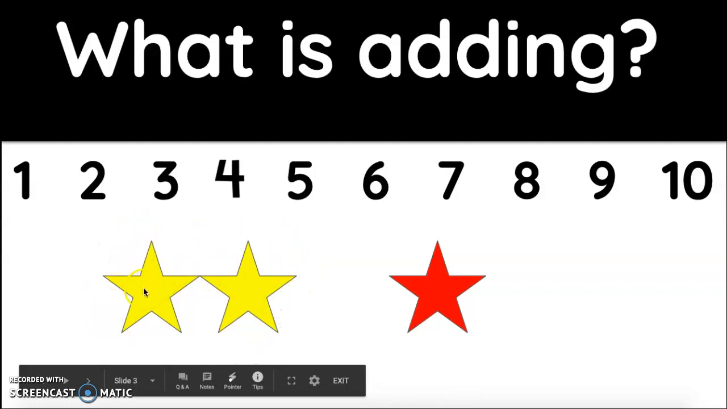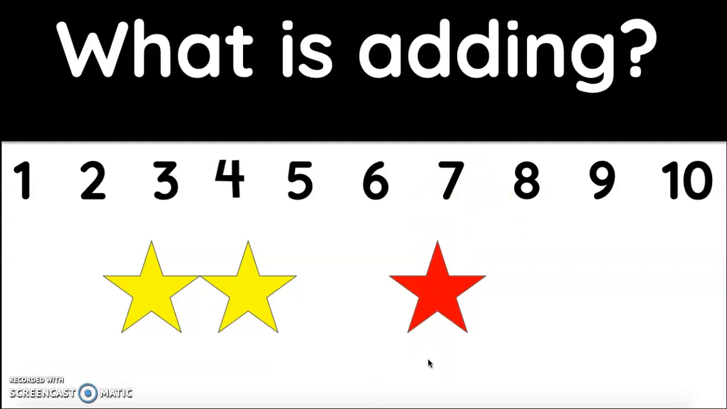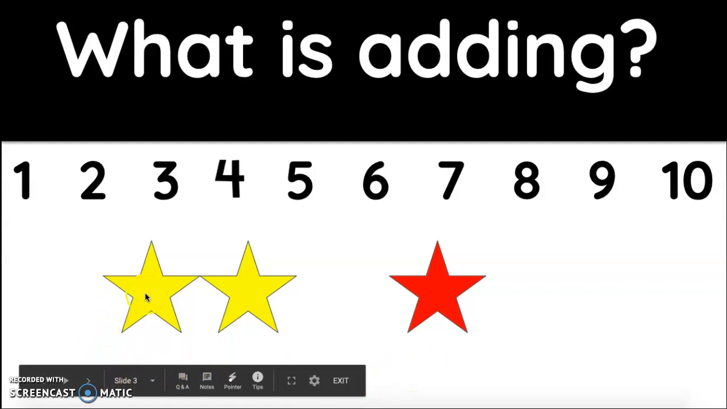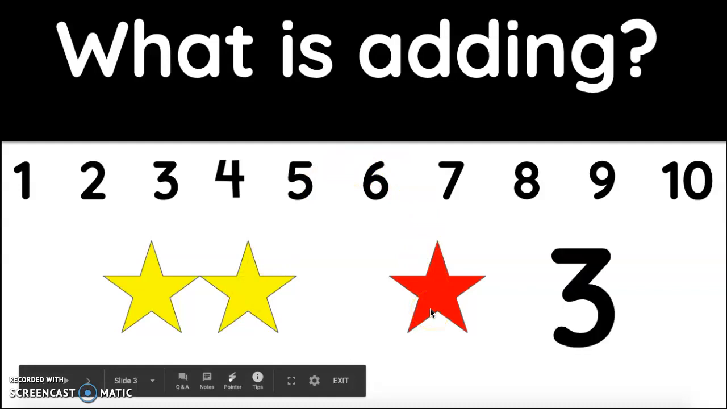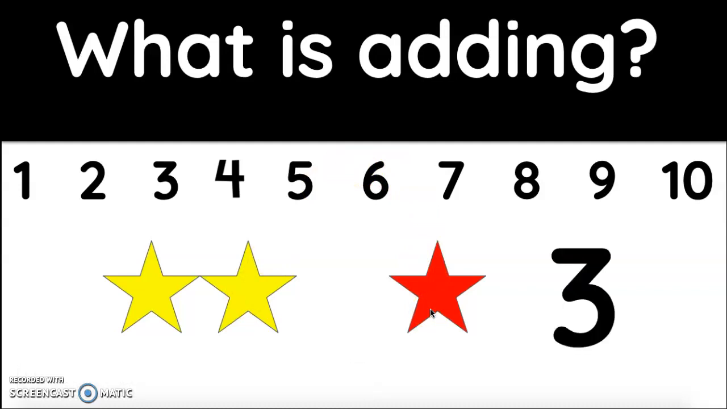So I can count 1, 2. So I have two yellow stars. And over here I have a red star, but I only have one. So I have one red star. So if I wanted to add them together and see how many red and yellow stars I had, I would have to count them all together. So we're not counting just the yellow or just the red, we're counting them all together. So let's do that. 1, 2, 3. So we know that we have 3 stars all together. So that's all adding is, we're taking two groups and we're putting them together and combining them to see how many we have all together.